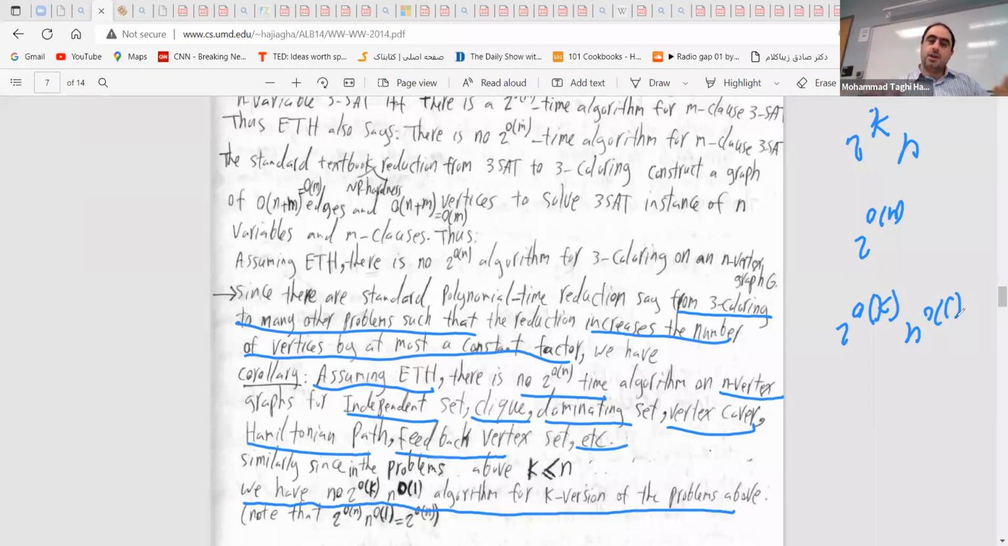So we consider the ETH. ETH talks about n. There is no parameter generally for this problem; the parameter can be n essentially. And these reductions that we are considering actually show that we cannot get anything better than 2 to the n for these problems. The same type of reduction, as I mentioned, preserves the parameter k. So they also imply there is no 2 to the little o of k times n to the order 1 algorithm for the k version of these problems.